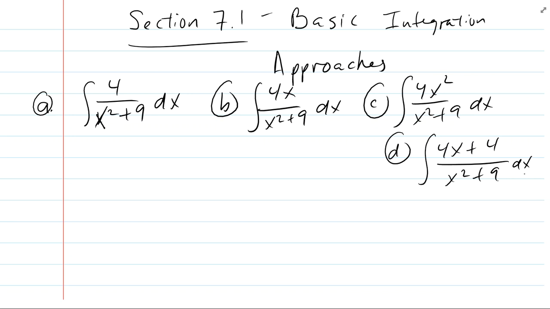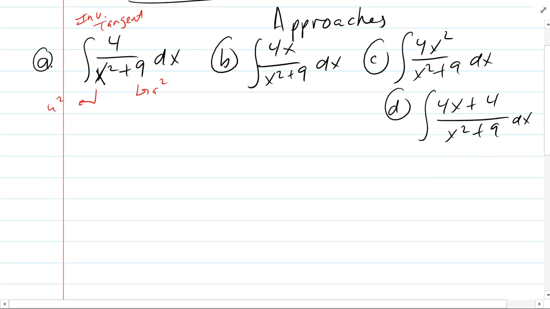Okay, let's start with the first one. Just looking at it, what do you think that one looks like that you've done recently? Inverse tangent. So this one's inverse tangent. This is a squared. This is u squared. That's just a coefficient. So let's do it real fast.